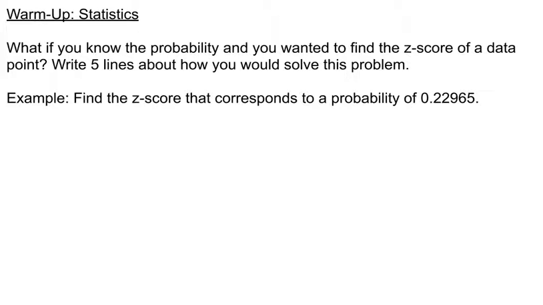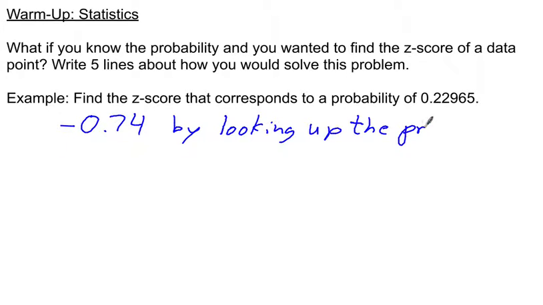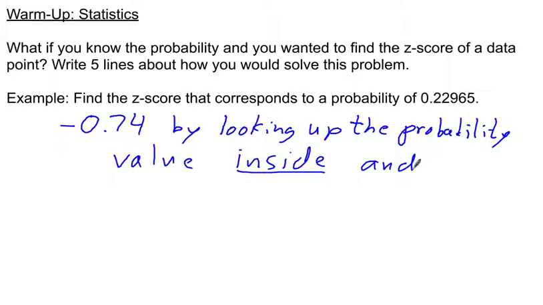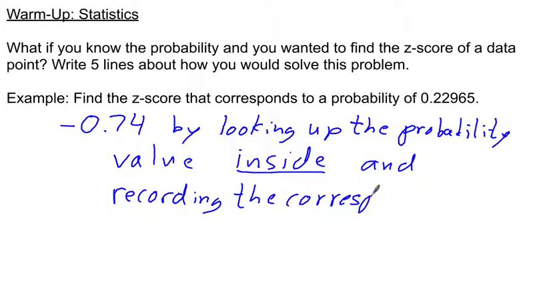So that corresponds to a negative 0.74 by looking up the probability value inside that table and recording the corresponding z-score.